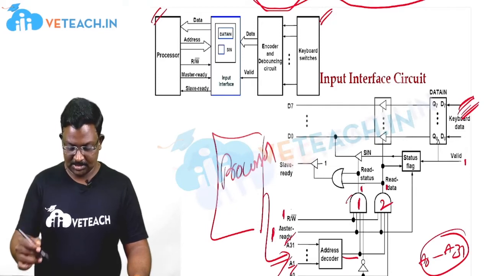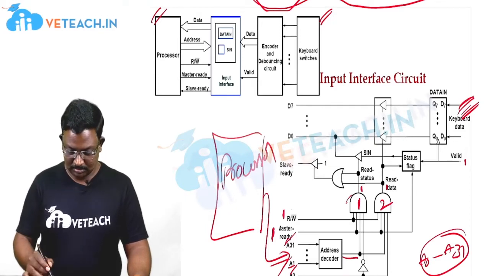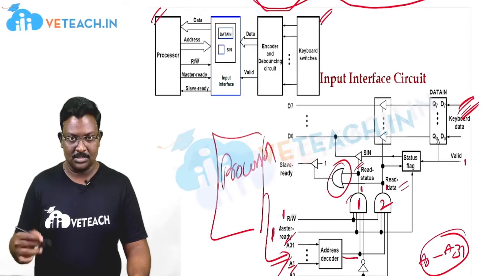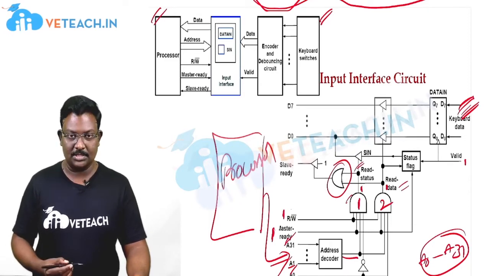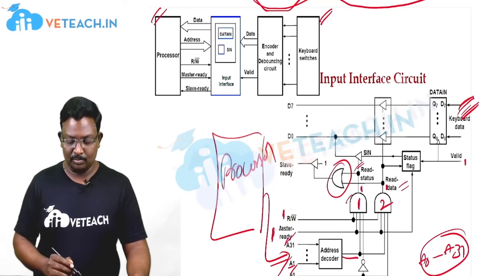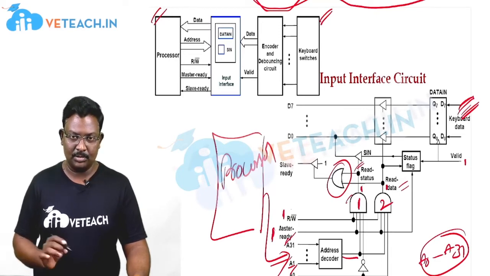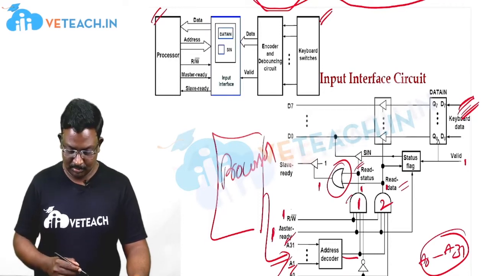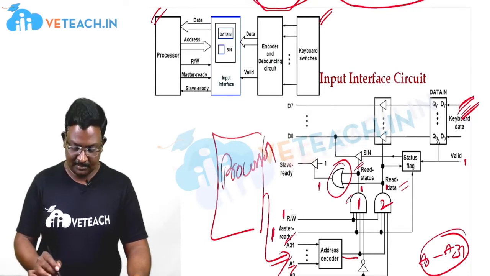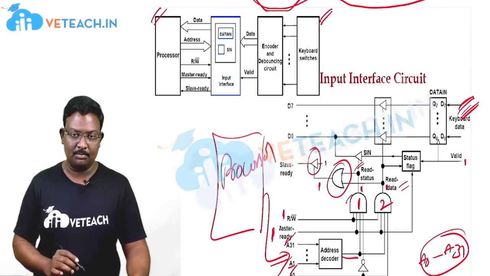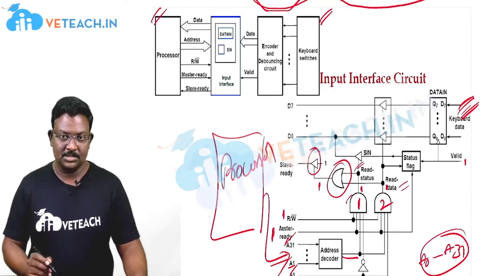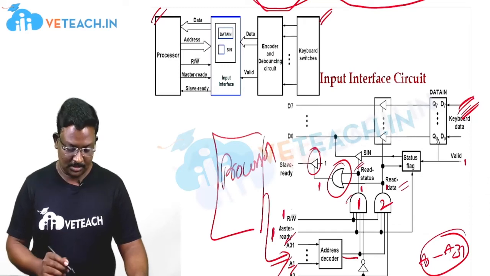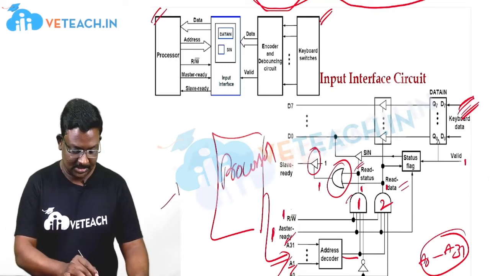Now this signal will be sent to an OR gate. To this OR gate we have two inputs, read status and read data. These are also considered as two control signals, and for the OR gate, if any one of the inputs is 1, the output will be 1. Simply, we have a 1 at the OR gate output, and this OR gate is connected to a tri-state buffer, which we have discussed.